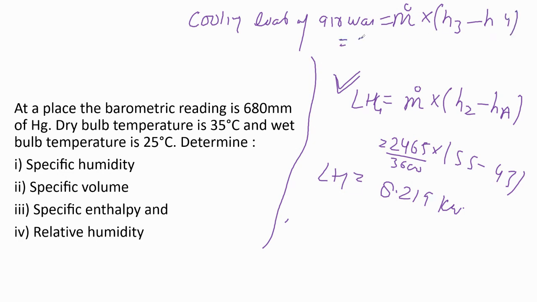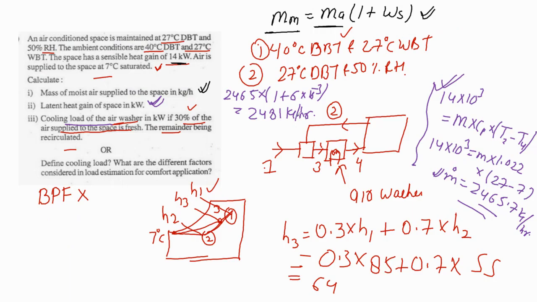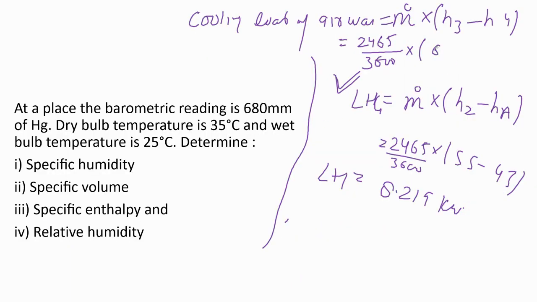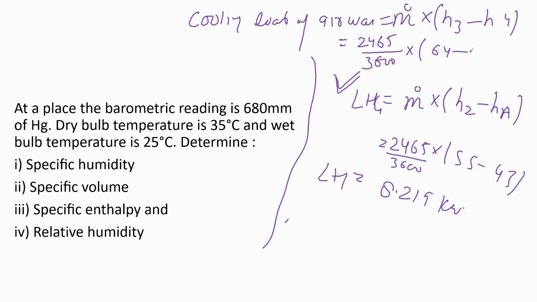तो मास फ्लो रेट कितना है? 2465 डिवाइड बाय 3600 इंटू H3 हमारा कितना आया था? H3 इस पॉइंट पे है और ये हमारा कितना है? ये है 64. ठीक है, 64 माइनस H4 कितना है? H4 है हमारा 23. तो इसको सॉल्व कर लेंगे तो यहाँ से हमारा कूलिंग लोड भी आ जाएगा.